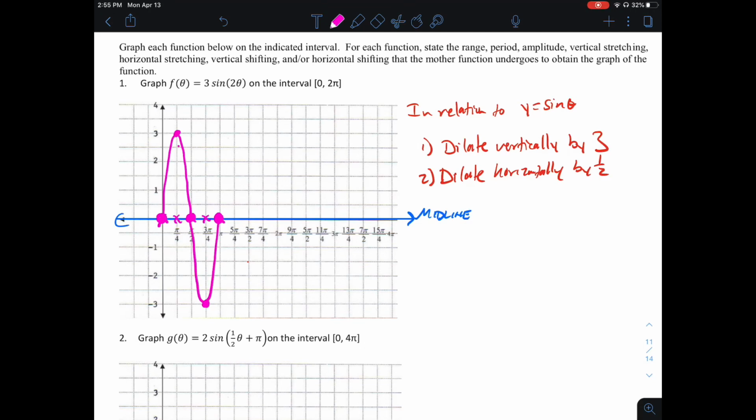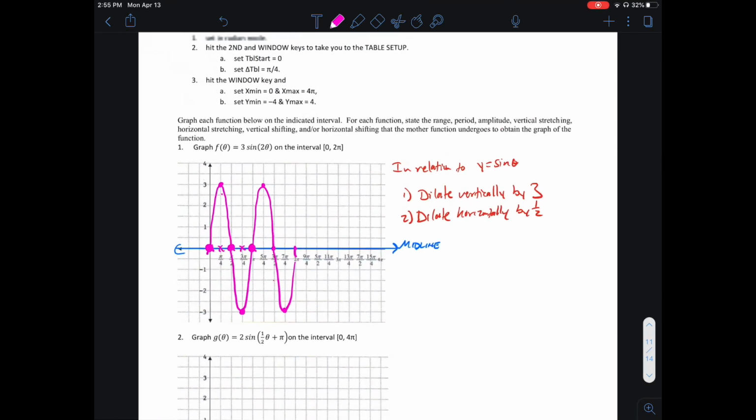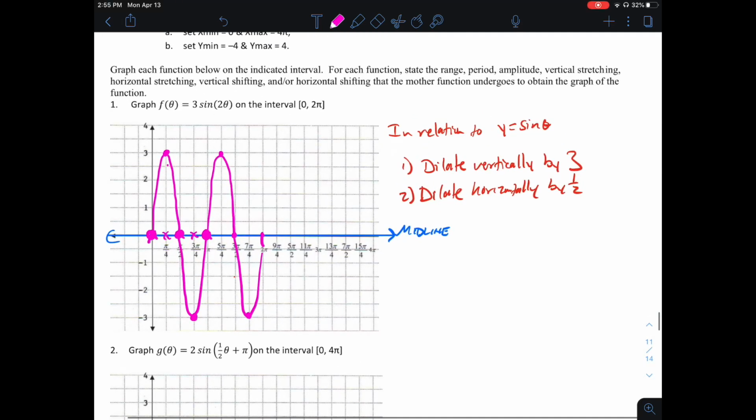If we continue this for 2 periods, 2 cycles, I should say, it's going to look something like this. Now let me bring in this graph from Desmos. You're allowed to use your calculator on this. The directions say you can.